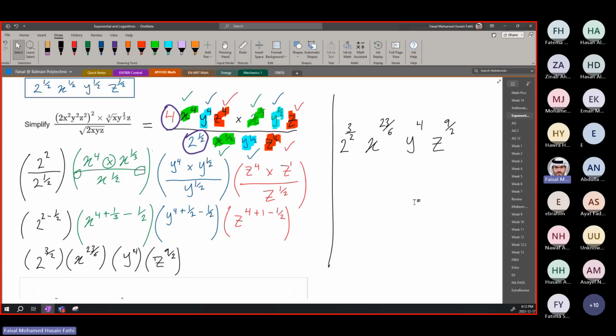Everyone understood what I did? Obviously, you have to practice to understand the rules. I have not done anything new compared to yesterday. The only difference is I separated the x's, the y's, the z's, and the coefficients by themselves. That's all I did. Other than that, everything is exactly the same as yesterday. You just have to remember your rules of exponents, the distribution rules, the multiplication, the division, the square root, all of that.